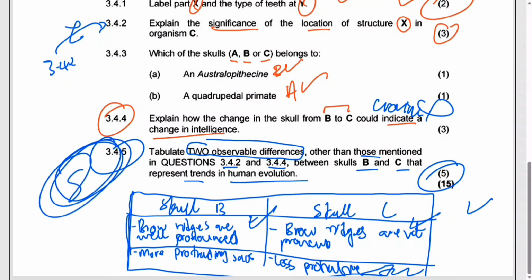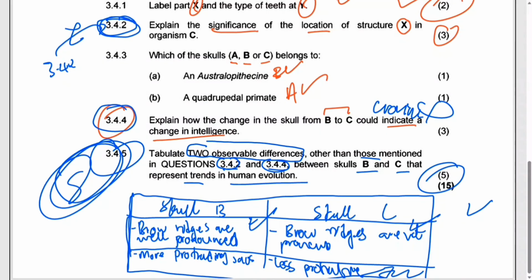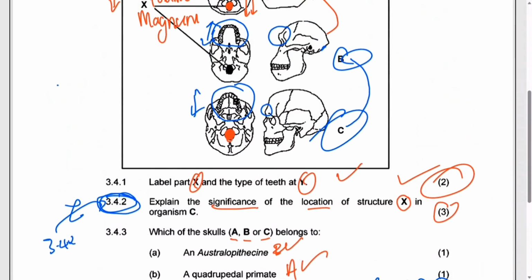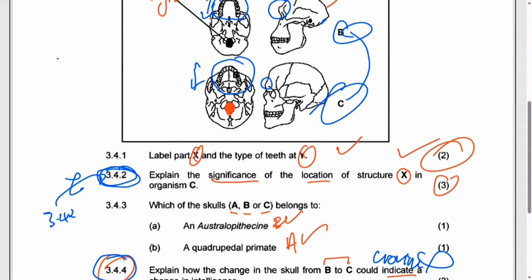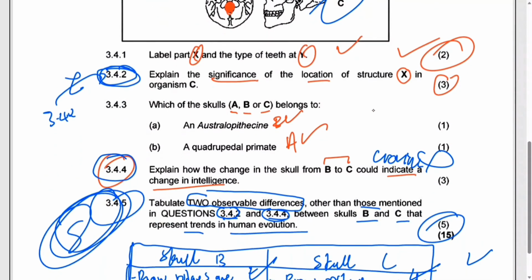So guys, remember the examiner said don't ever mention the foramen magnum and don't ever mention the cranium, because we talked about the cranium in 3.4.4 and the foramen magnum in 3.4.2. If you mention them, you are definitely cooked. So you need to read the question twice. We were focusing on the brow ridge and the jaw. That is how, guys, we treat this kind of question.